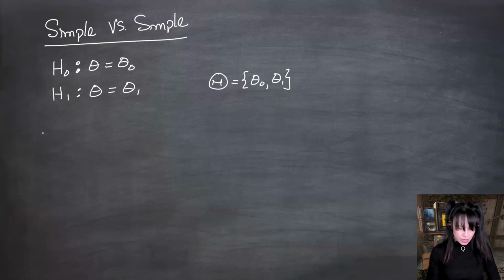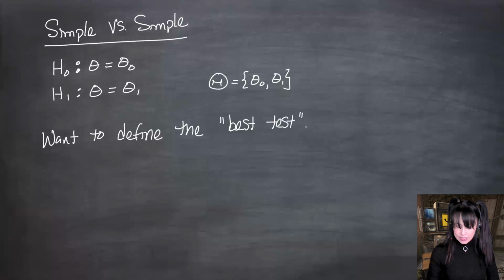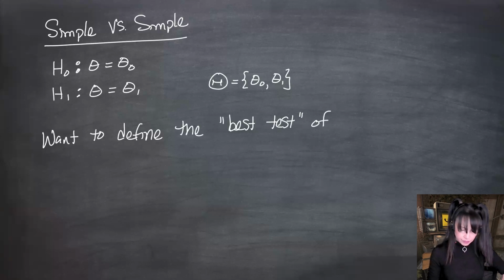Okay. I want to find, or even define first and then find, the so-called best test. This is like the UMVU for hypothesis testing in the simple versus simple case. It's the best you can do. And let me finish this sentence, actually. I put a period there, but of size alpha or level of significance.